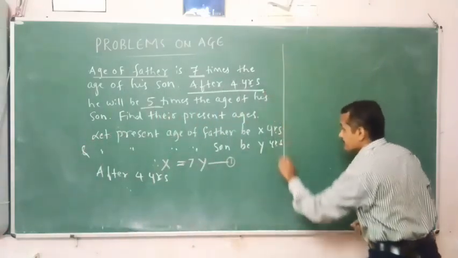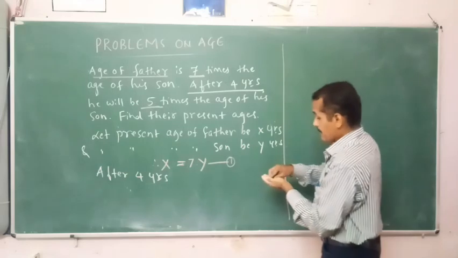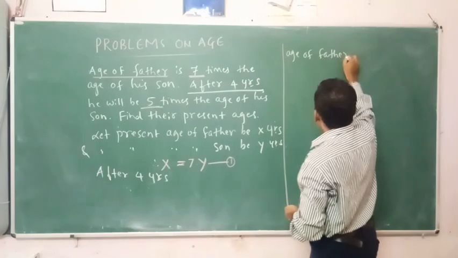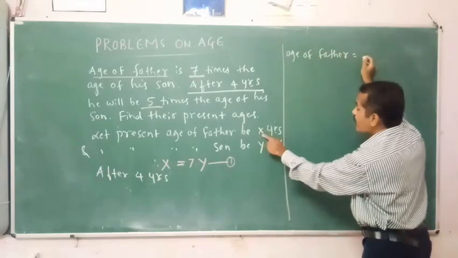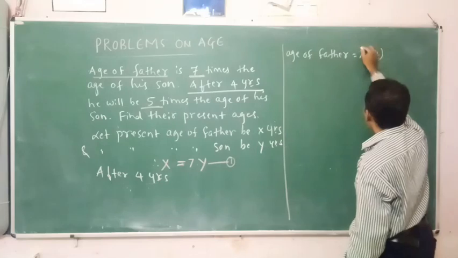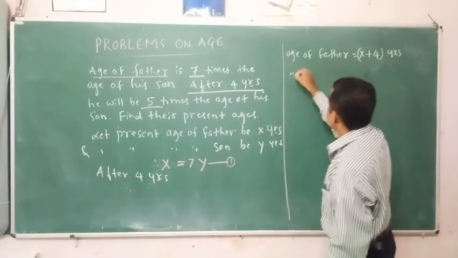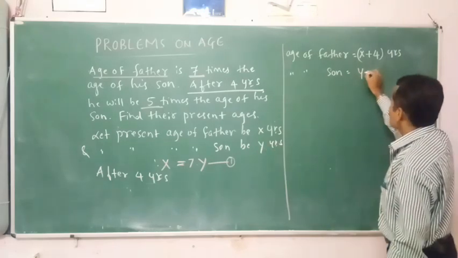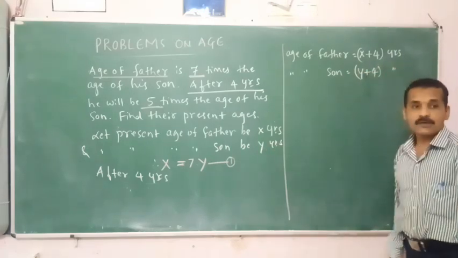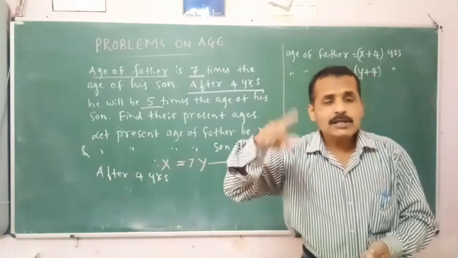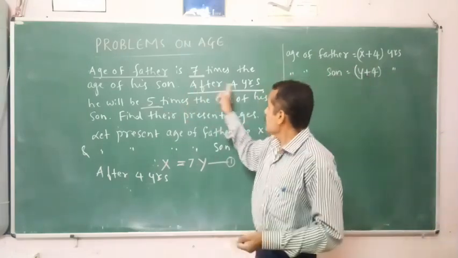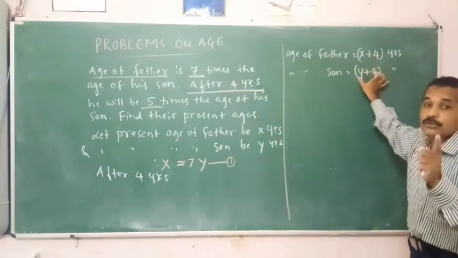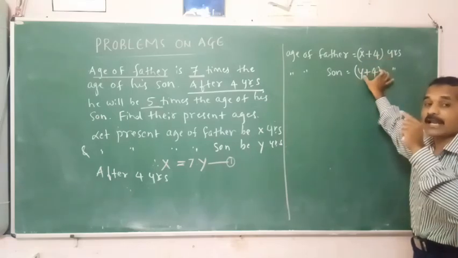What happens? After 4 years, age of father, increase him by 4 years, is x plus 4 years. Age of son is equal to increase him by 4 years, y plus 4 years. I have increased them because they both are growing by 4 years after 4 years. Now I will come to the relation. See, my dear children, these are the new ages of father and son.